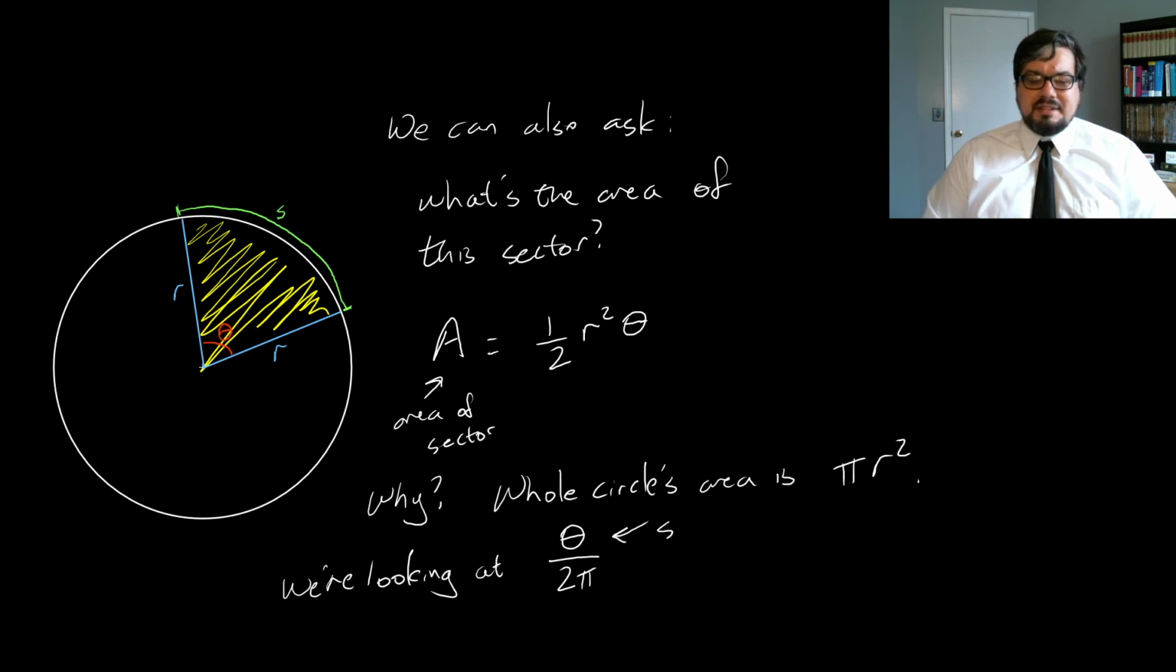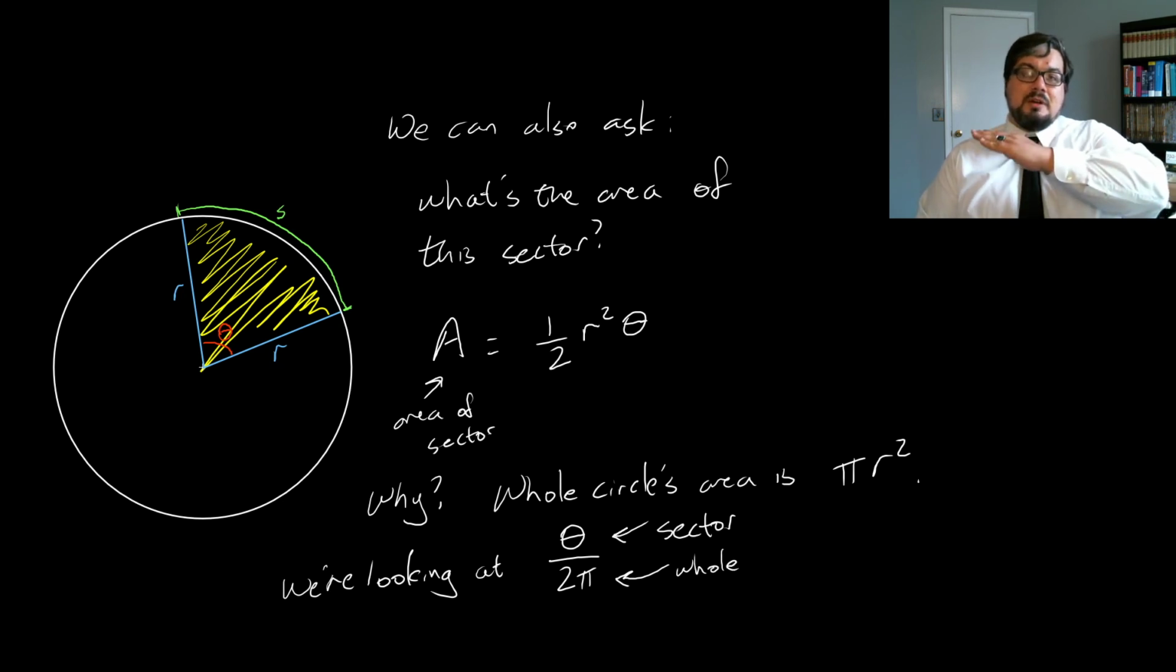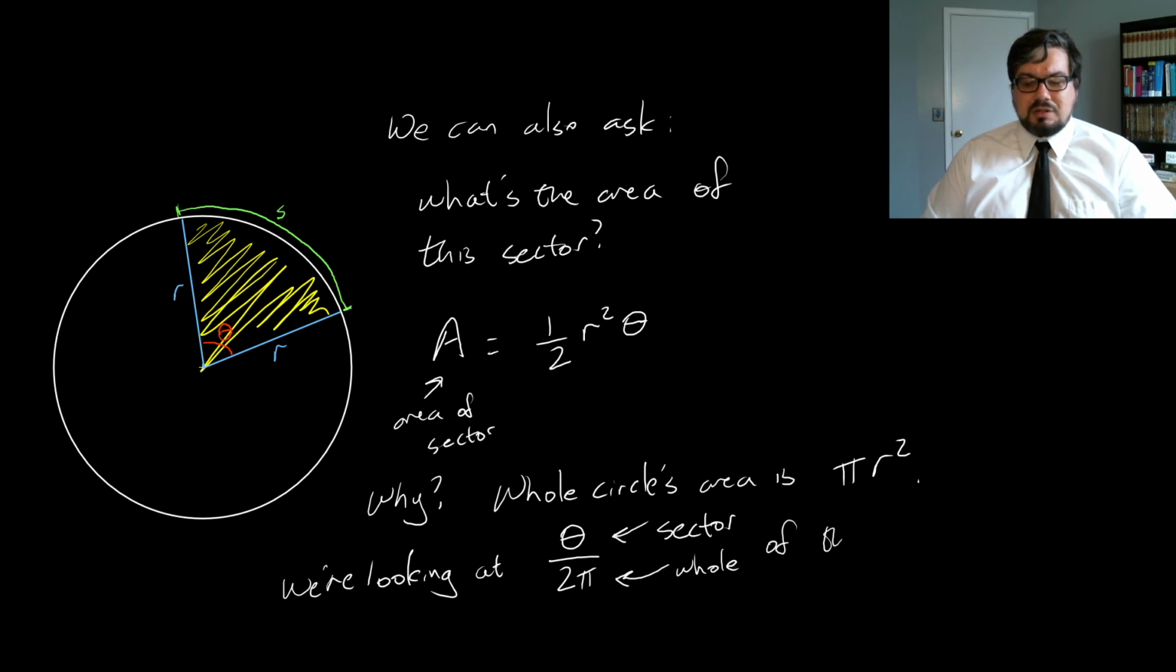So theta is the angle, the total angle measure that defines the sector we're interested in, and 2 pi is the angle measure that you would take if you included the entire circle. So 2 pi radians goes all the way around the circle. We're not going all the way around the circle as we sweep out from one side of our angle to the other. We're only going theta radians. So we've got theta radians over 2 pi radians, and so we're looking at this fraction of the circle.